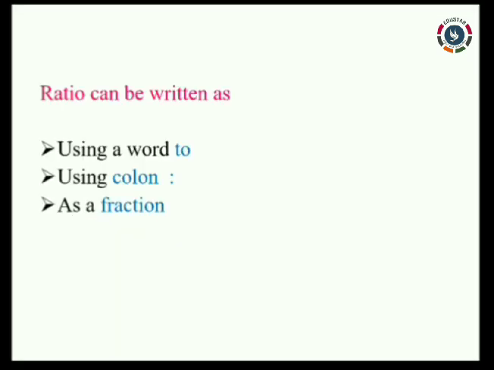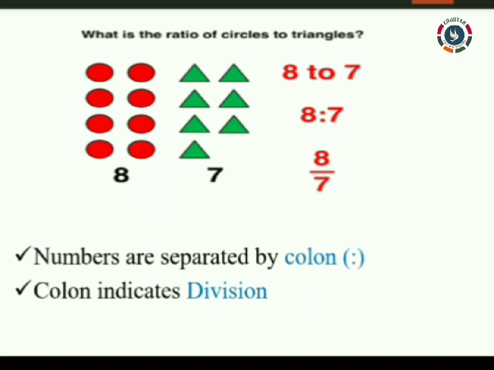Next, a representation of ratio. In 3 ways you can represent ratio. First one, using a word 2. And second one, using symbol colon. And third one, as a fraction. Let's consider this diagram. How many circles are there? 8 circles. And how many triangles are there? You have 7 triangles, right? Now we are going to write ratio of circle to triangle. The order of the number is very important, right? So circle to triangle. First you should write the number of circles. Then you have to write the number of triangles.